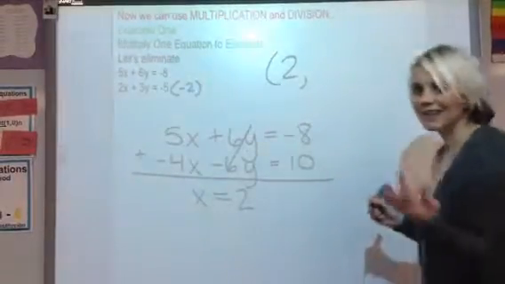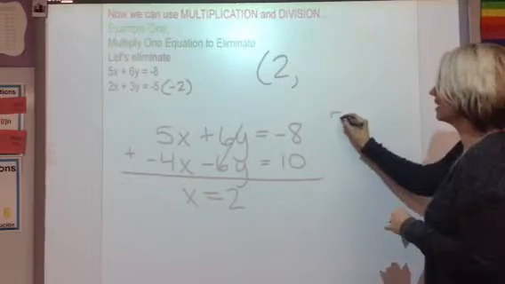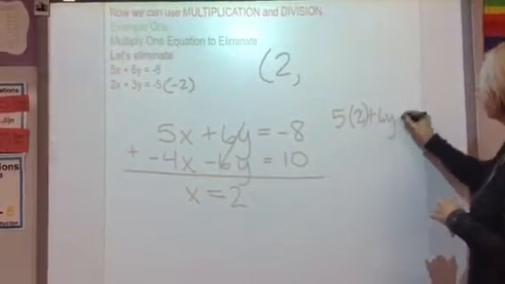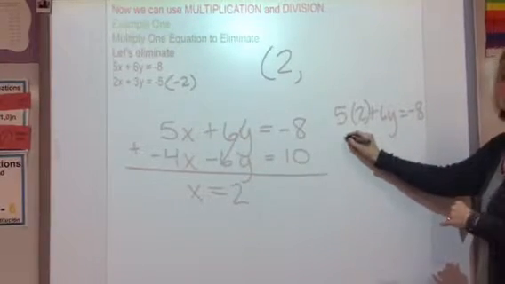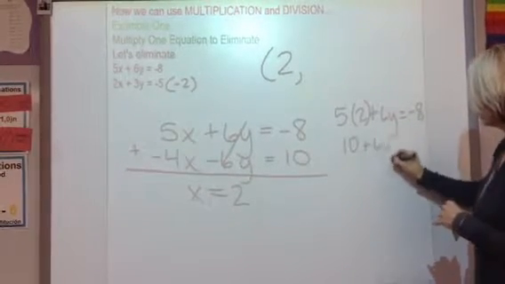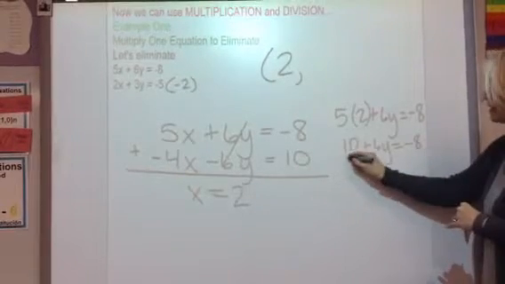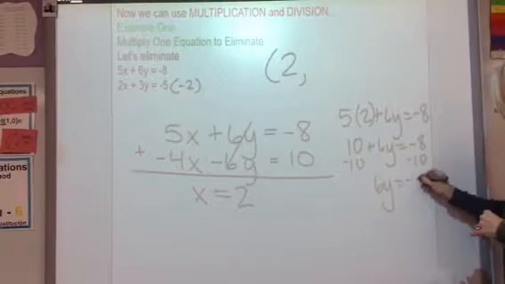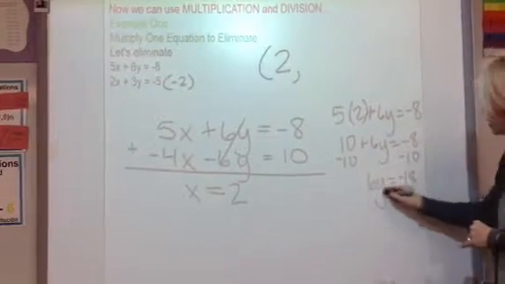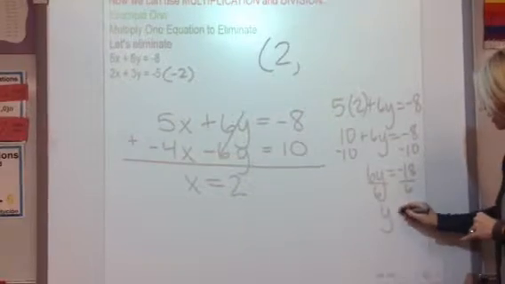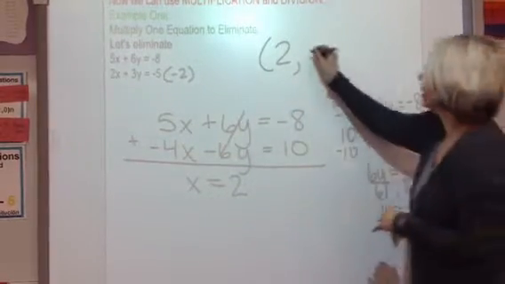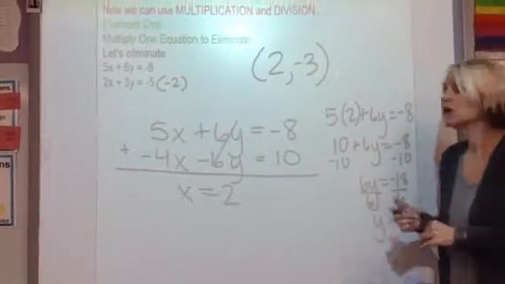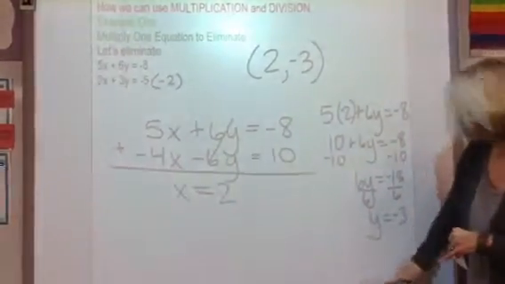Now you do have to plug in the x to find the y, so we're going to plug into the first equation. 5 times 2 plus 6y equals negative 8. So this is going to be 10 plus 6y equals negative 8. I subtract 10 now, subtract 10, and I get 6y equals negative 18. I now divide by 6, and I get y equals negative 3. So I put my coordinate then as my solution, 2, negative 3. You try the example in your notes.